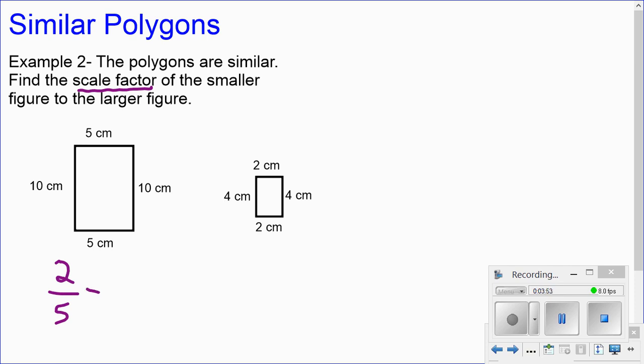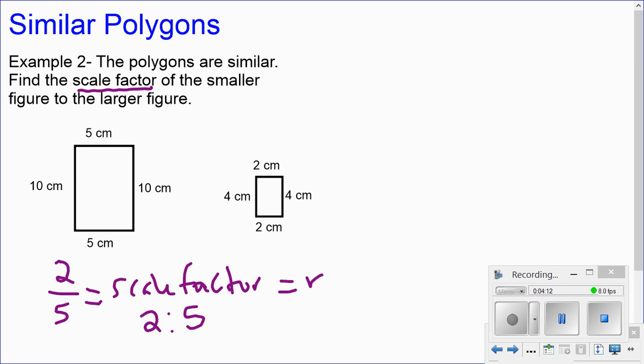So you can either call that the scale factor, or we sometimes call that R for ratio. And we can write that not only as a fraction, but we can also write it as 2:5.